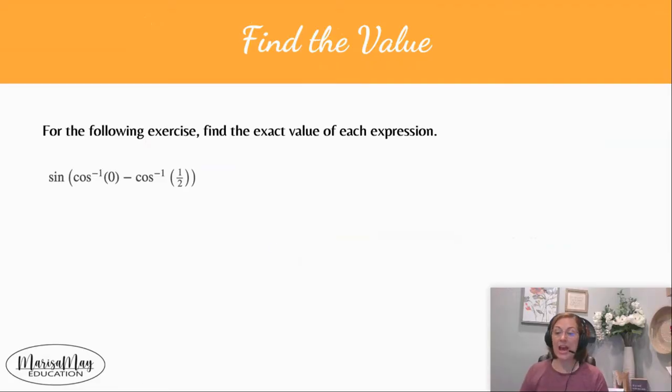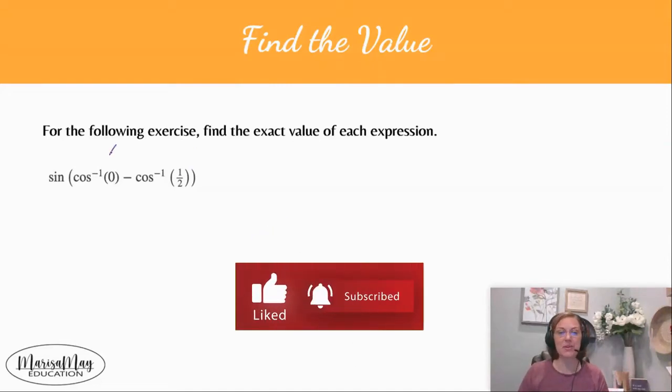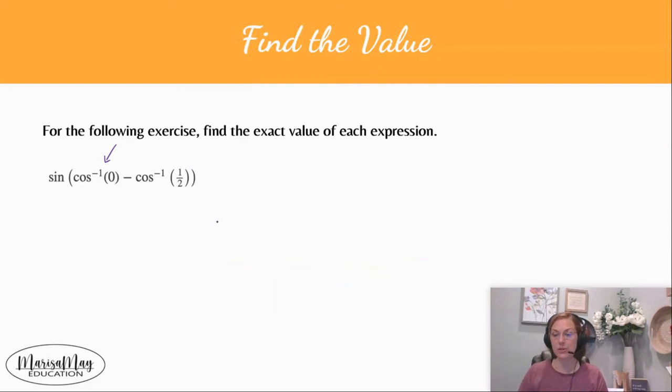Let's take a look at finding the value of this complicated trig expression. I'm going to work inside the parentheses first, looking for the inverse cosine of 0 and the inverse cosine of 1/2. I'll do these one at a time. Now, when you see the inverse trig function, here's what it's really saying. The inverse cosine of 0 is saying, find me an angle whose cosine is 0.